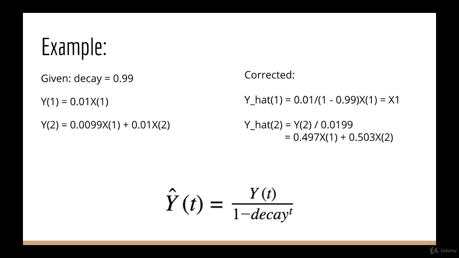Let's do an example to make things super clear. Given a decay of 0.99, our original output would be y1 equals 0.01 times x1. But corrected, it would be 0.01 divided by 0.01 times x1, which is just x1. y2 would be 0.99 times 0.01 times x1 plus 0.01 times x2. Corrected, it would be 0.497 times x1 plus 0.503 times x2. This also makes sense because it's about half of x1 plus about half of x2, with a bit more weight on the most current value.